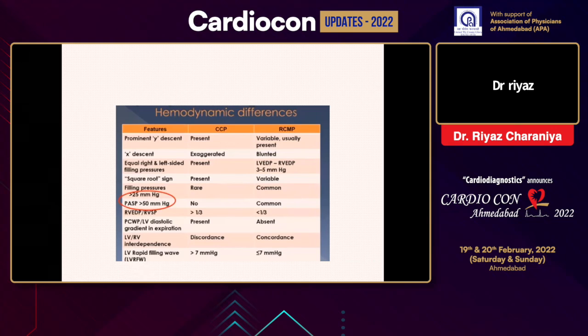LVEDP to RV systolic pressure of more than 1/3 suggests constrictive pericarditis. LV-RV interdependence is probably the most important sign which we have to elucidate during hemodynamics of restrictive physiology. The LV-RV interdependence is discordant in constrictive pericarditis and concordant in restrictive cardiomyopathy.